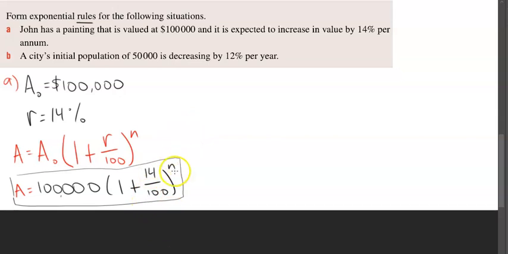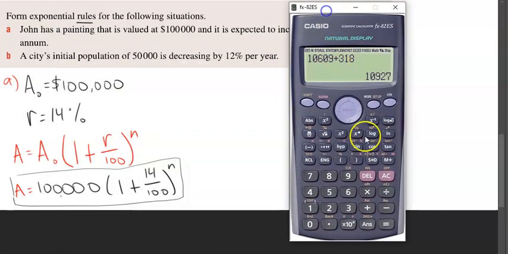We don't know how many time frames, but say for instance we want to know what the amount is after 10 years, we can put 10 instead of the letter n, put this rule into our calculator and work this out. Just out of curiosity, if you get your calculators out, if you want to say 10 years, we would put 100,000 times, open bracket, 1 plus the fraction 14 over 100, close the bracket, make sure you go across on your cursor.